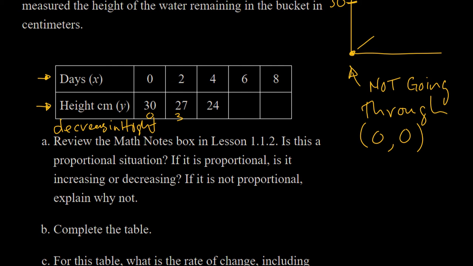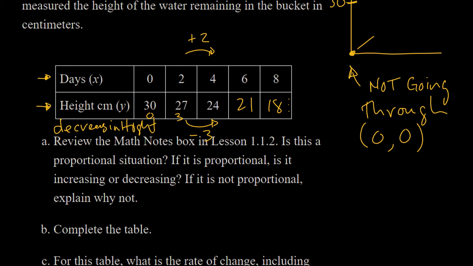Now, every 2 days it's decreasing by 3 centimeters. When the number of days goes up by 2, the centimeters of water goes down by 3. 30 minus 3 is 27. 27 minus 3 is 24. 24 minus 3 is 21. 21 minus 3 is 18. So that is completing the table.